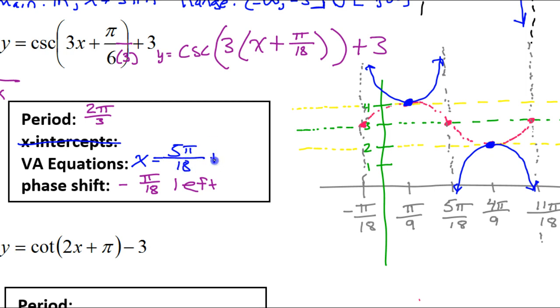And then I need to add how much I would need to get to the next vertical asymptote. And I notice that the next asymptote occurs half of a period away. See how it's only 2 spaces? It's not 4 spaces. It's only half of a period. So I'm going to add half of a period. A full period is 2 pi over 3, so half of a period is pi over 3. So if I were to add pi over 3, that would get me to the next asymptote.